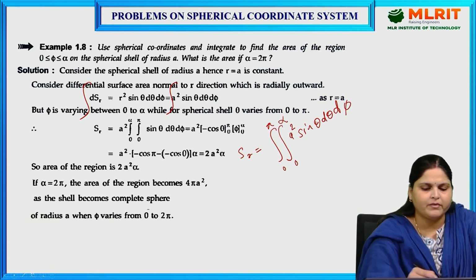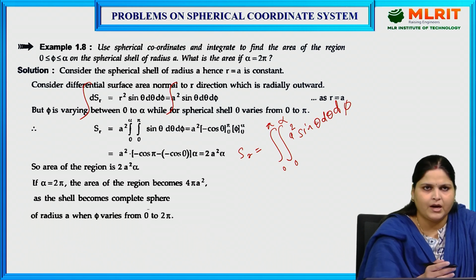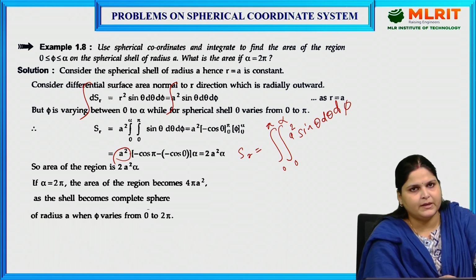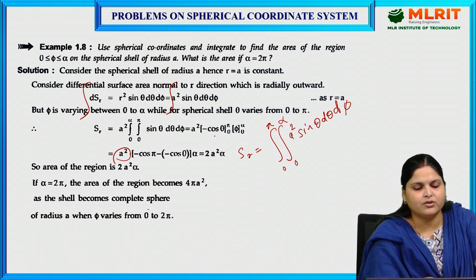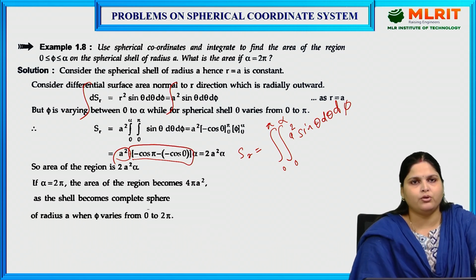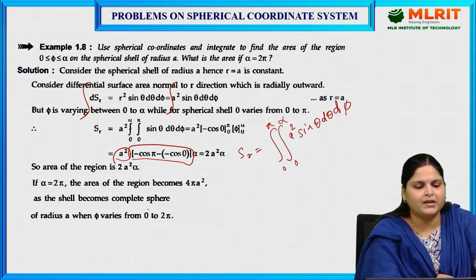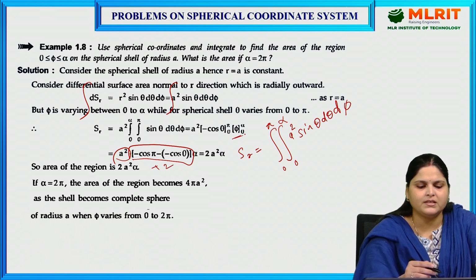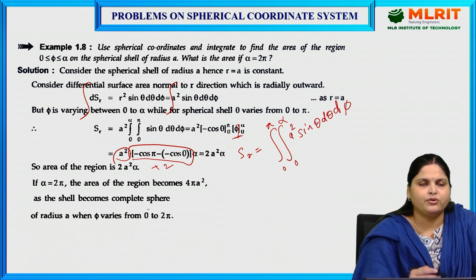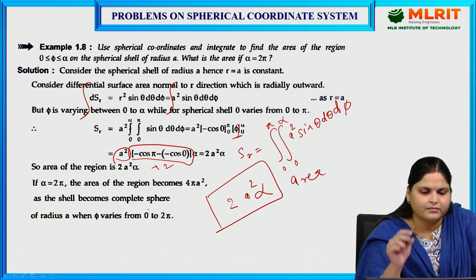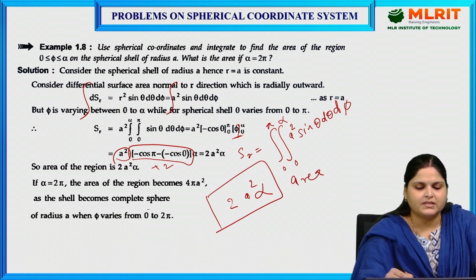Right? Now we will take a square outside because it is a constant value. Then we will integrate sine theta with respect to d theta. Sine theta integration is minus cos theta. Again we will put the limits, minus cos pi minus cos 0, whose value is 2. So it will become 2 inside. And this is phi, so the limit is 0 to alpha. So when we solve, we will get 2 a square alpha. This is the area. This is the first answer.